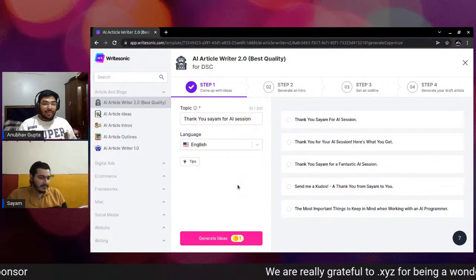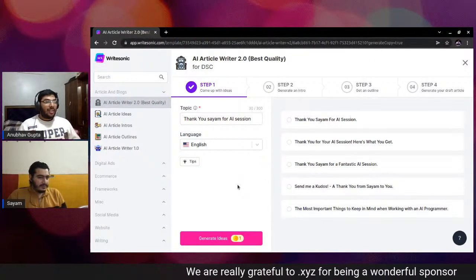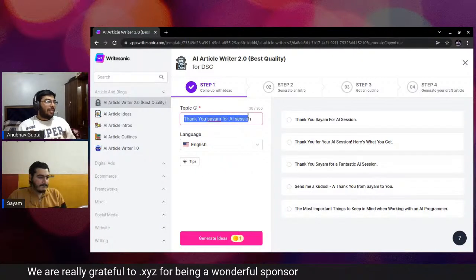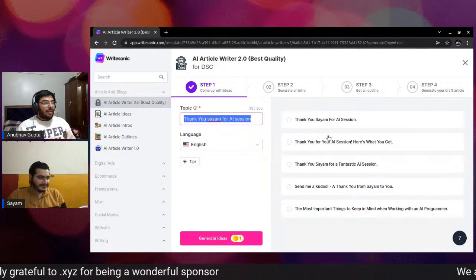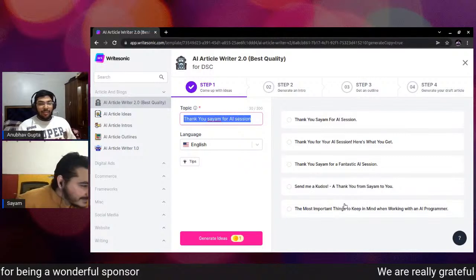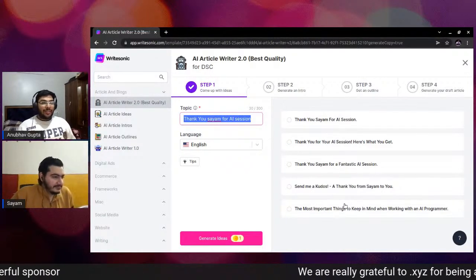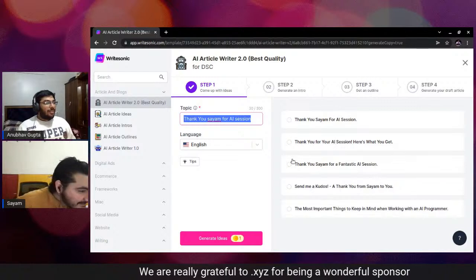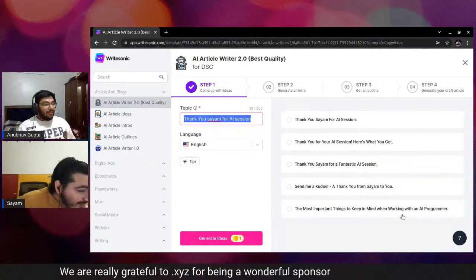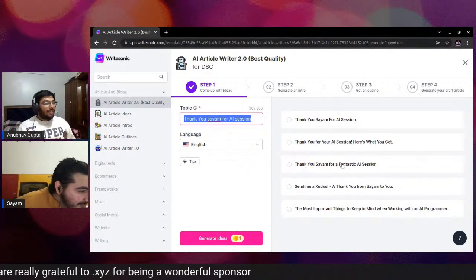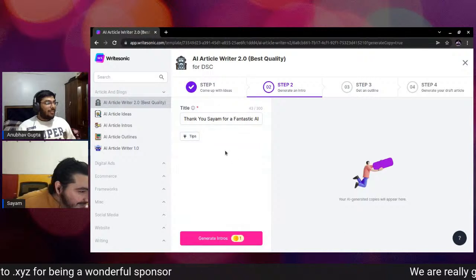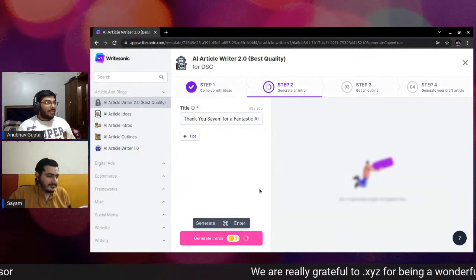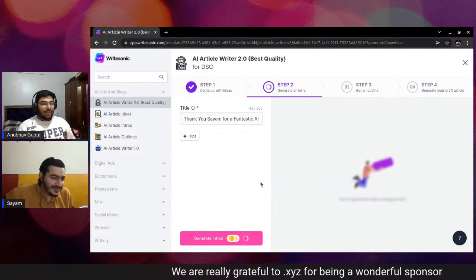So we are training the machine. We are giving feedback to the child. We gave this as input, "Thank you, Sam, for the AI session," and it gave us these headlines as outputs. So we'll reward it by selecting one. Which one becomes your favorite? "Thank you, Sam, for the fantastic AI session." Right, we can edit it, but I think it's good to go. Let's generate an introduction to our session.